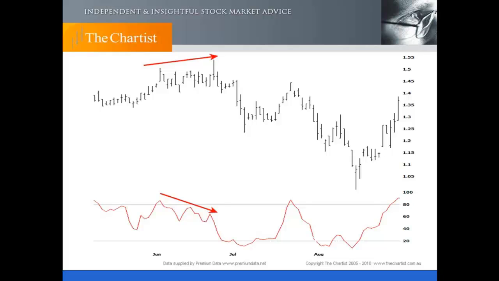So when we get type A bearish divergence at a point at a wave 5 high, then potentially we have to be reasonably confident that the trend has completed and a reversal is just around the corner.